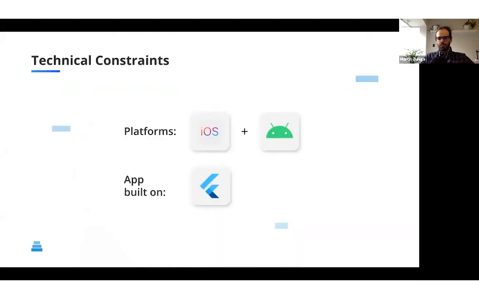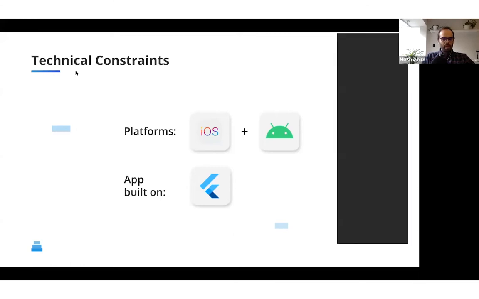A couple of technical constraints that we had when thinking of a solution to this problem were the platforms. The Focus Calm app is available for iOS and Android, and the app is built using Flutter. So that's something we needed to keep in mind, of course, and the solution we came up with needed to be compatible with those restrictions.